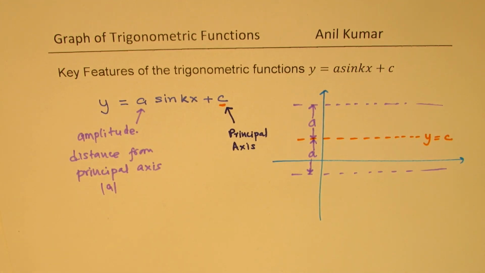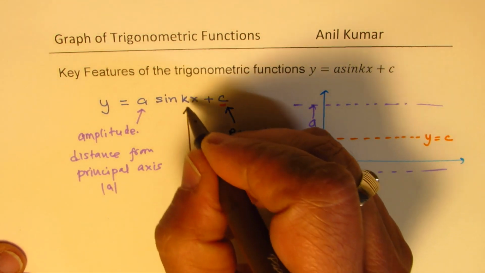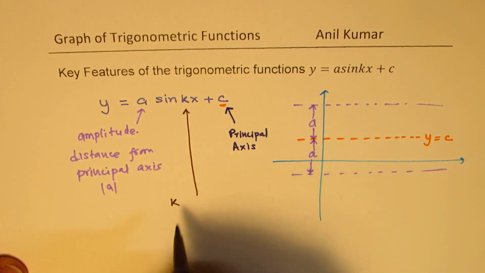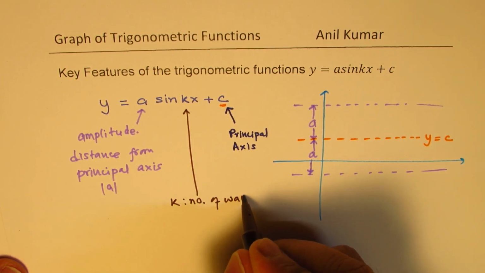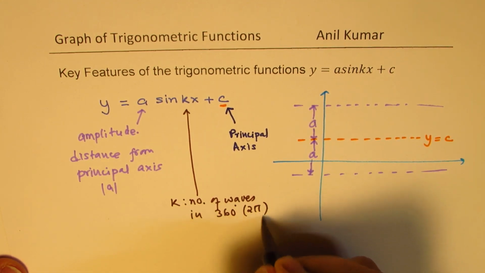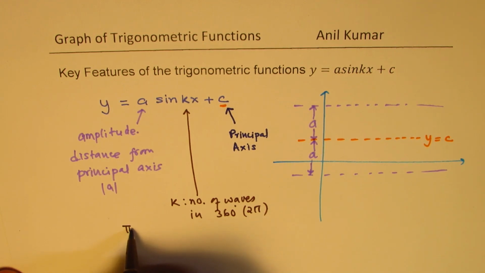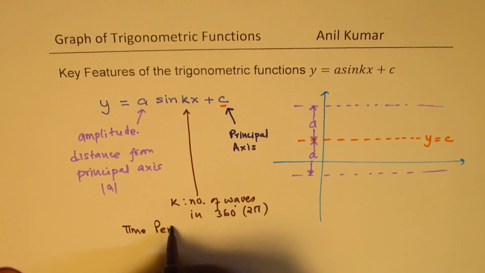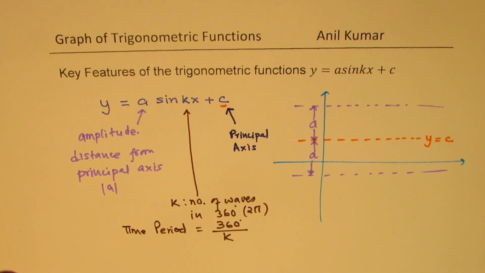The value k defines the number of waves within 360 degrees, or k is basically the number of waves in 360 degrees, or you can say 2 pi radians. The other way to look at k is that it is related to the time period. So k defines the time period, which is 360 degrees divided by k. So the time period is 360 degrees divided by k.